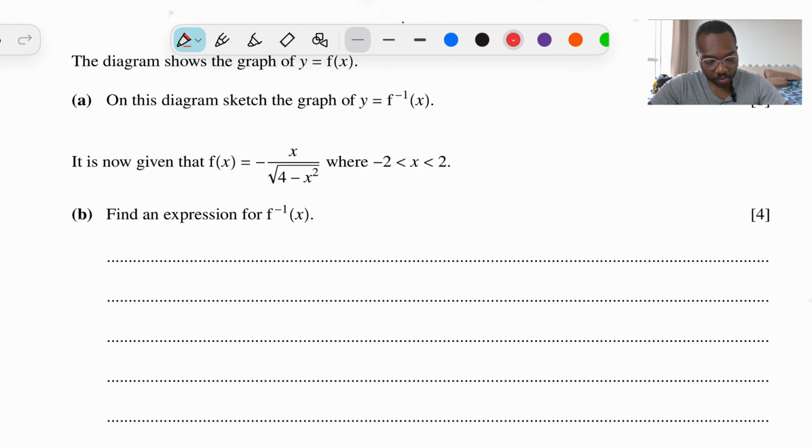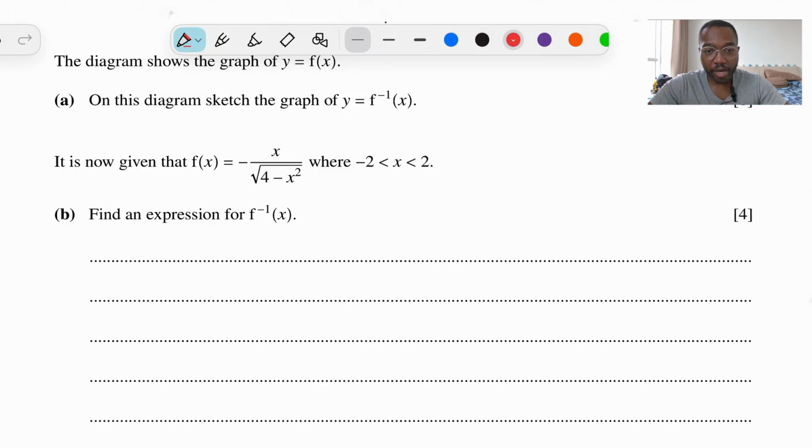And for part B, given that f of x is equal to minus x over the square root of 4 minus x squared, where x is between minus 2 and 2, we need to find an expression for f of minus 1 of x.